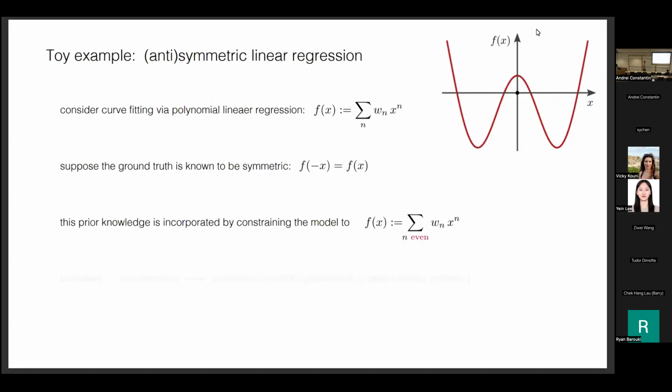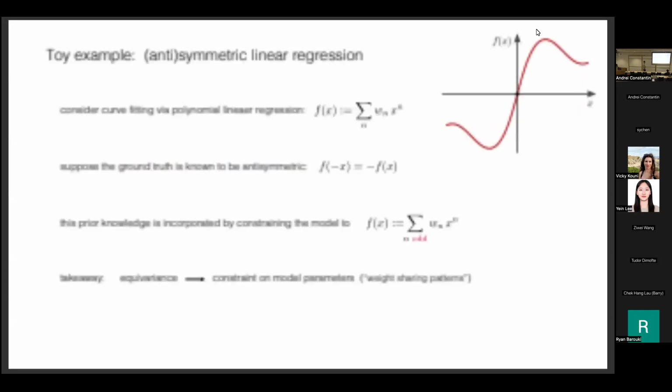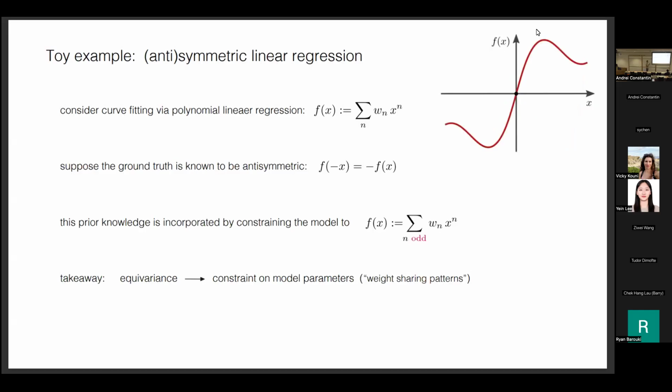Exactly. So the point I want to make here is that equivariance gives you a constraint on your model parameters. So if you kill either the even ones or the odd ones, you enforce that symmetry into your model. You don't need to learn it anymore. You have fewer parameters, so you need fewer samples to learn it. It's basically free lunch in that sense, if that symmetry really holds in the task.